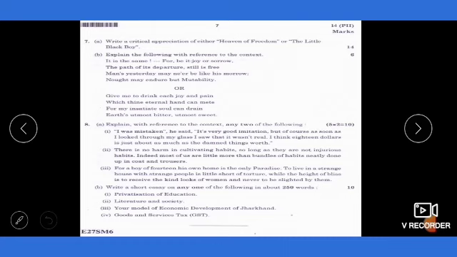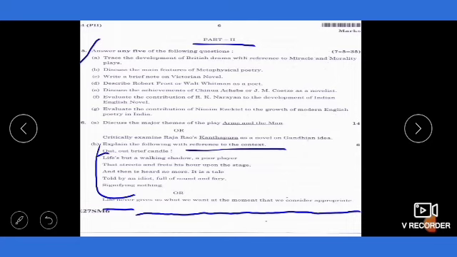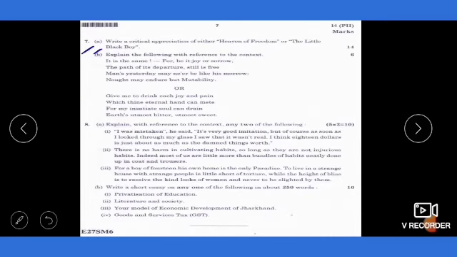Next, move to the next question, 7A. Write a critical appreciation of either Heaven of Freedom or The Little Black Boy. Okay, just like question number 6, you have got part A. There were 2 options and you have to attempt only one of 14 marks. Like that only, question number 7, you have got 2 options. Among this, you have to attend only one and it is also of 14 marks.